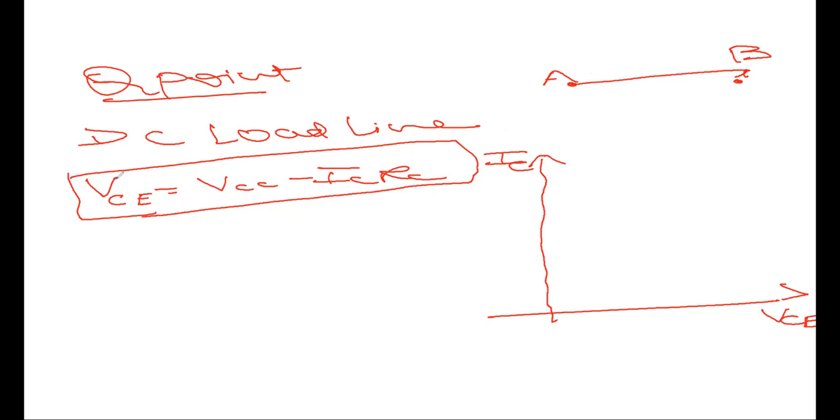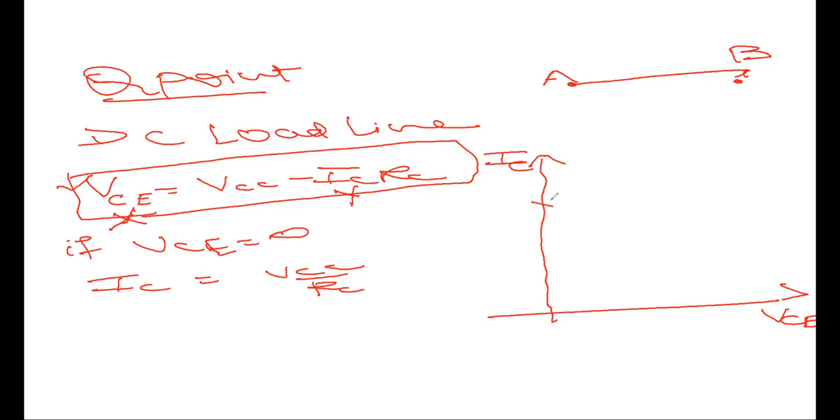As we know, this is the equation at the output junction, and VCE represents the x-axis and IC represents the y-axis. So first, if VCE equals 0, we put the x-axis value as 0, then we can find the value of IC equals VCC upon RC. So here we have found one point on the IC y-axis whose value is VCC upon RC.